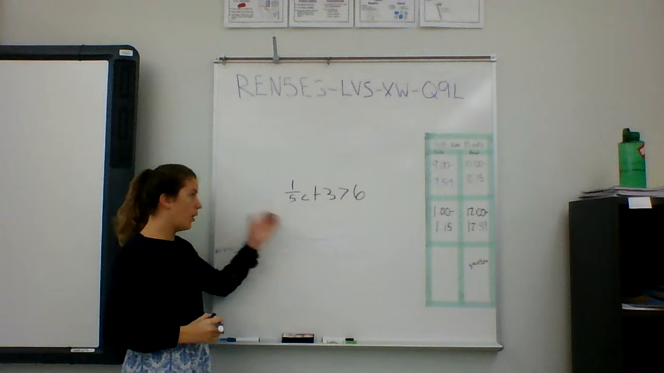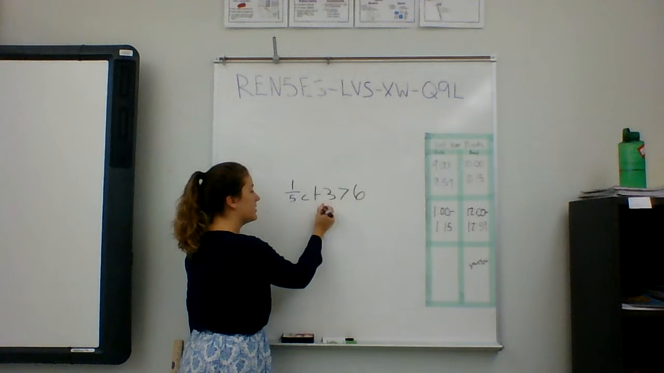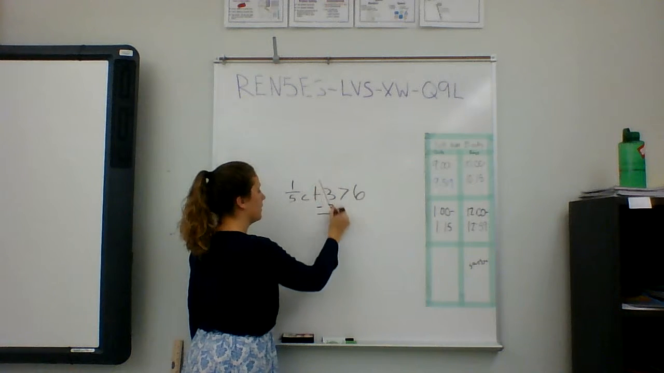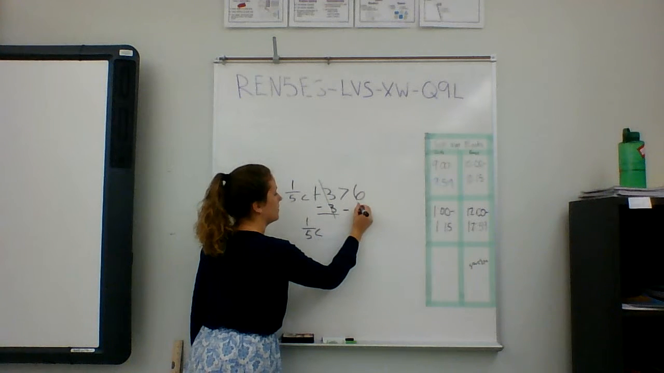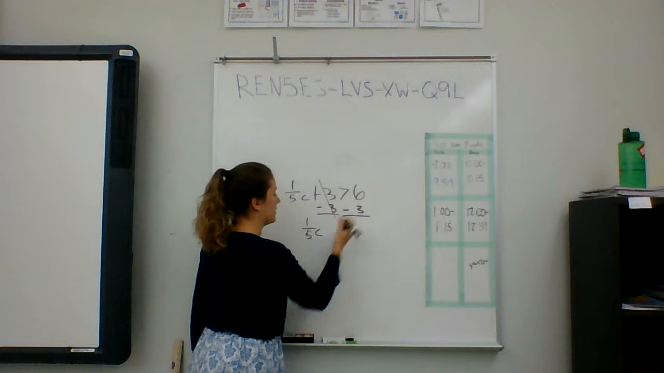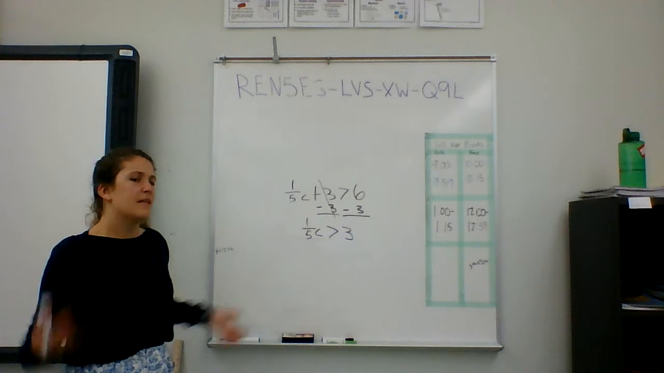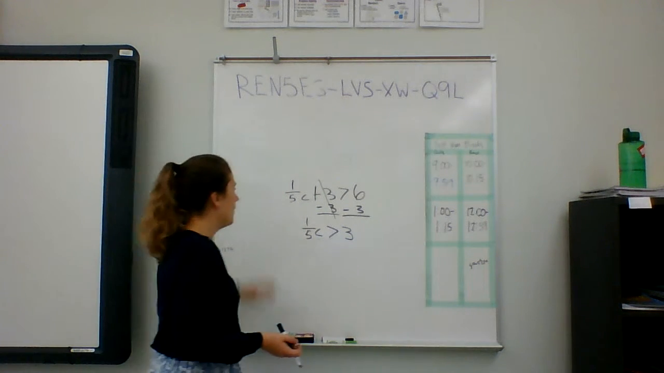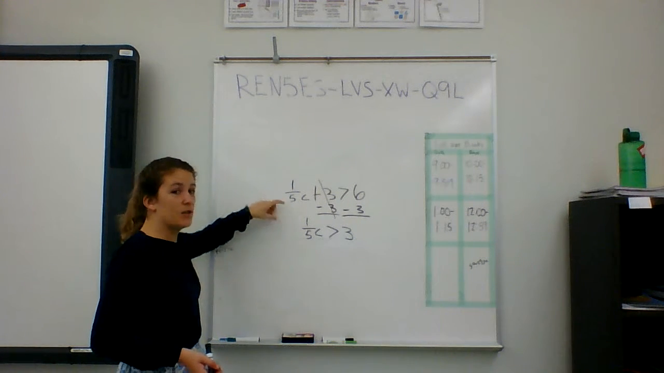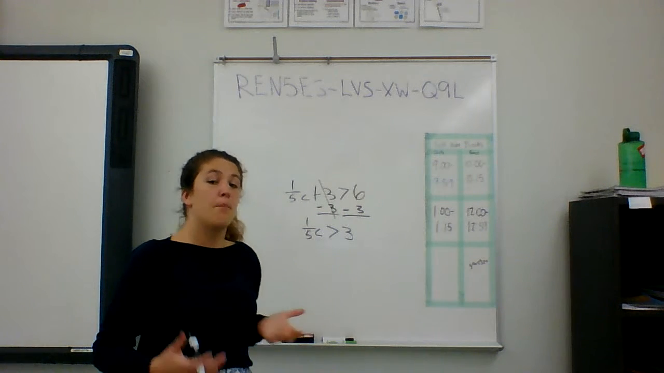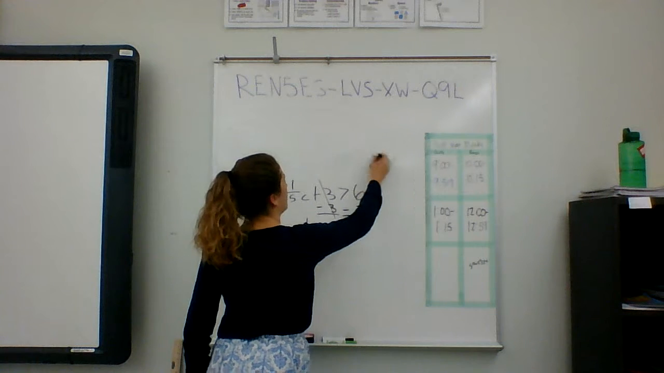For this problem, I want to get all of my variables on one side, which means I need to get rid of my constant. I can get rid of a plus 3 by subtracting 3. That leaves me with 0, or just 1/5 c on this side. I will also subtract 3 from this side. 6 minus 3 is going to be 3. Now, I could have done this at the beginning, or I can do it now. My coefficient in front of my variable is positive, which means each side is going to be multiplied or divided by a positive number. Because it's positive, I will not flip the sign.